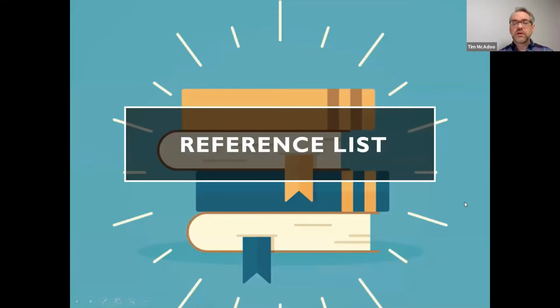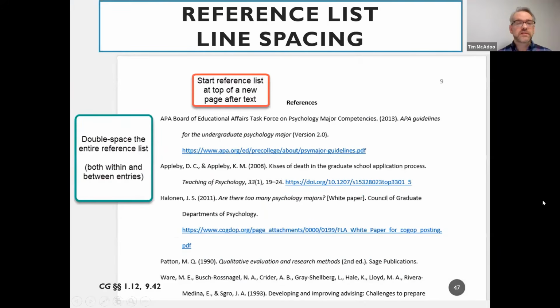Okay, so on to the reference list. I have just a few slides about reference lists because there are two elements to consider in the reference list: the references section label and the alphabetical list of references.